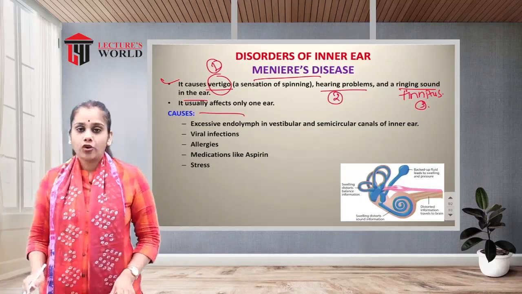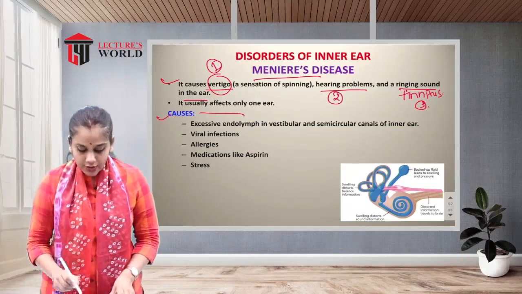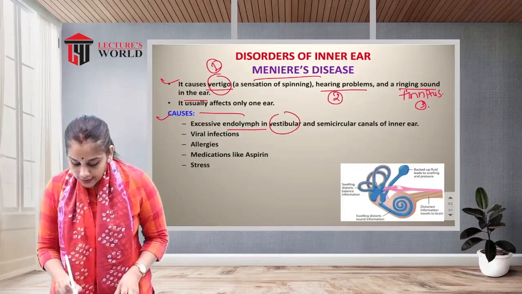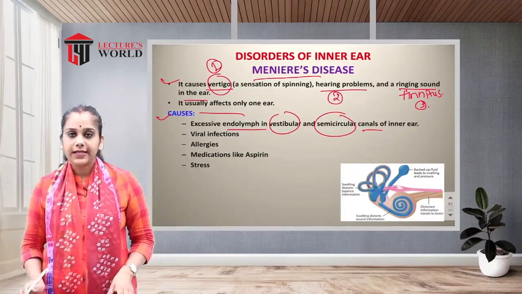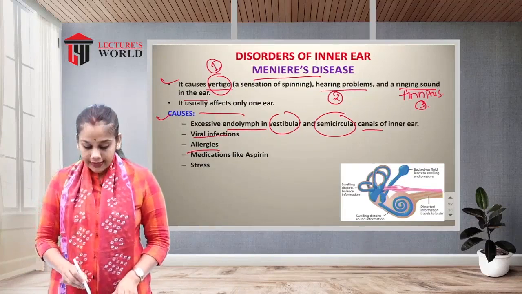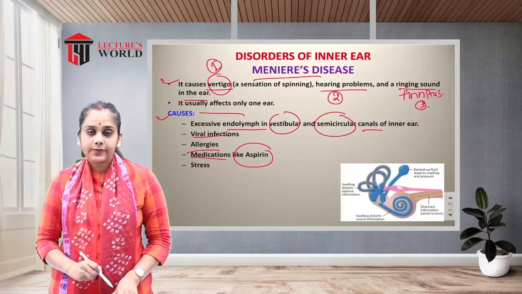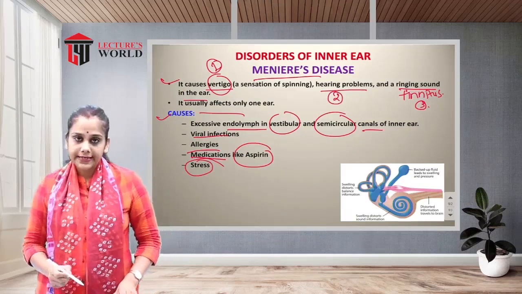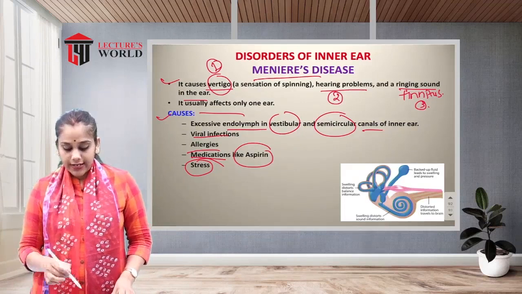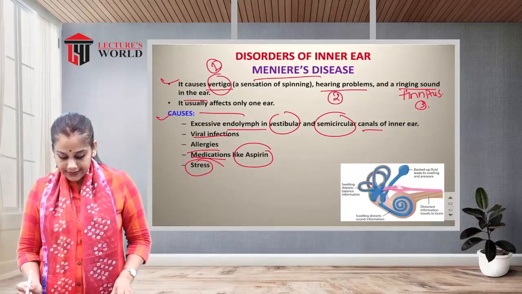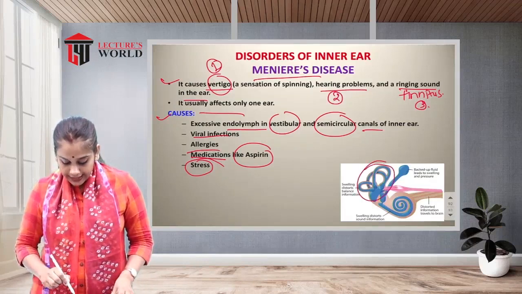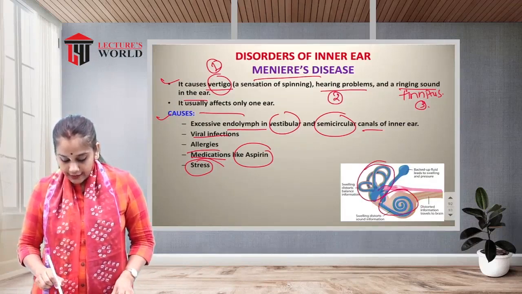It usually affects only one ear. Which are the causes of Meniere's disease? Excessive endolymph in the vestibular and semicircular canals of the ear, viral infection, then allergies. Taking medication like aspirin, and stress, can cause changes in the endolymph. So these are the causes of Meniere's disease. There will be swelling in the semicircular canal as well as the cochlea and the vestibule.